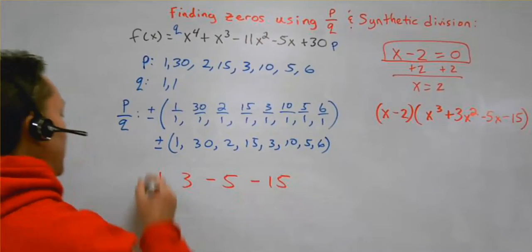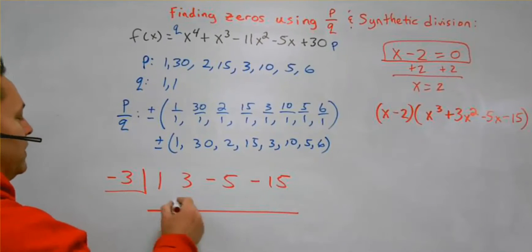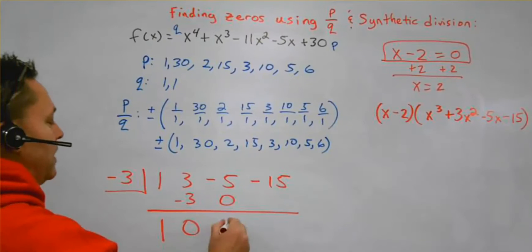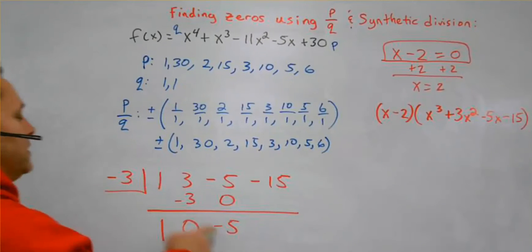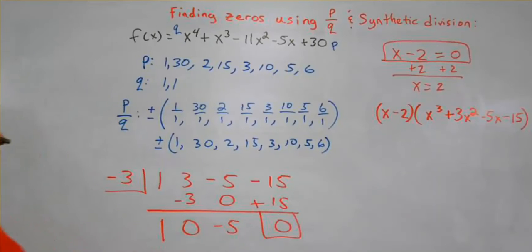Okay, we'll try another factor here. We'll try another 0, I should say. And let's try -3. Let's see if -3 works. Bring this down here just like this. Okay. -3 times 1 is -3. Makes that a 0. -3 times 0 is 0. Makes that -5. -3 times -5 is a +15, which zeroes out. So this one works. So now I know that -3 is a 0.